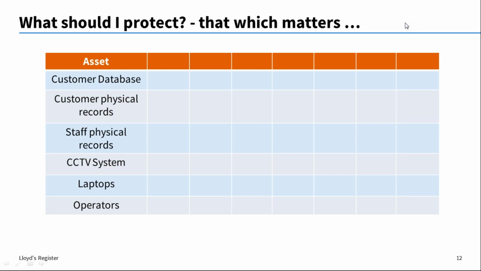So typically what we'd look for, as an expectation rather than a minimum, is anything which is holding customer information. So either databases, spreadsheets, physical records, they would be assets which require to be protected.